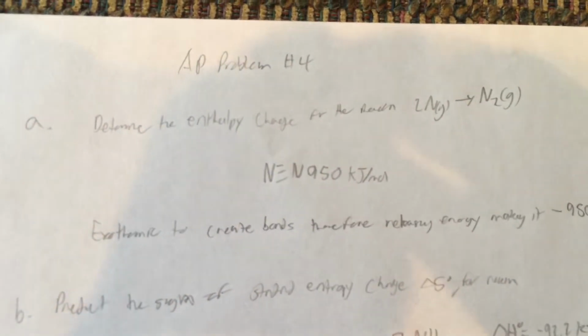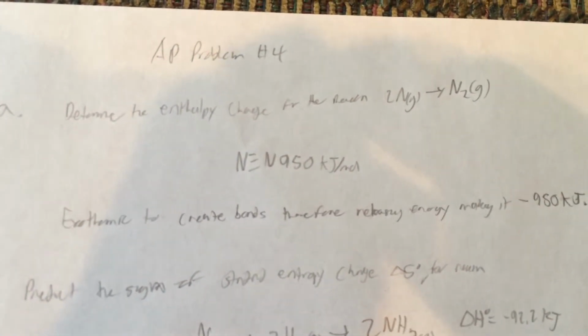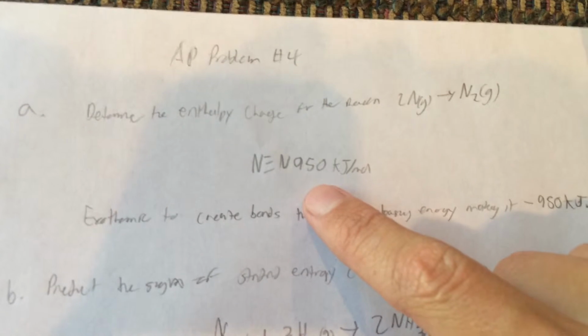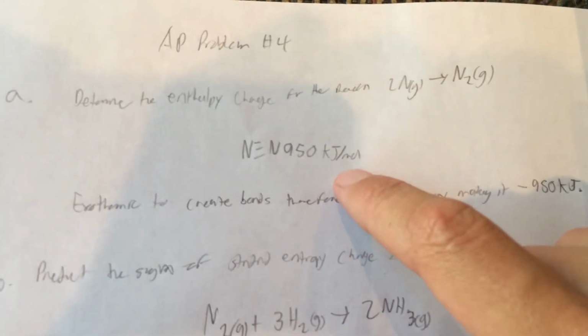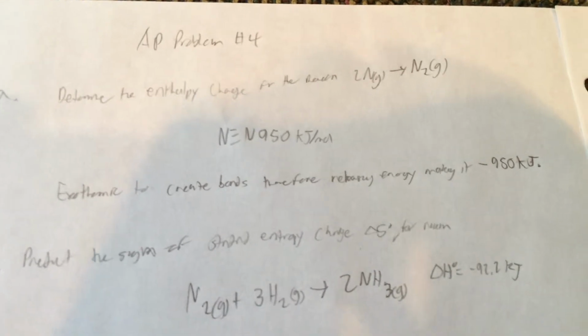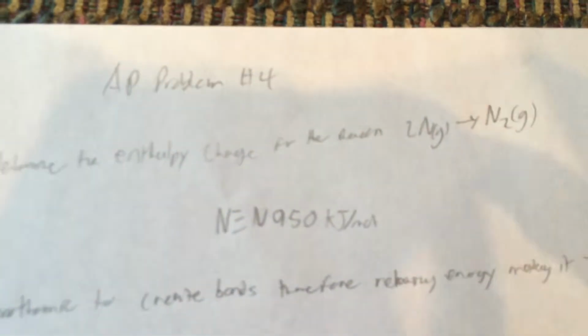And so we go to my work for A, right here. We know that it's a 3-bond pairing there, so it's N triple bond equals 950 kilojoules per mole, which we got from the chart. And since it is forming bonds, it is exothermic. And since it's exothermic, that means that there has to be a release of energy, making this negative, therefore making the enthalpy change negative 950 kilojoules per mole. So there's number 1, or actually, should I say A.